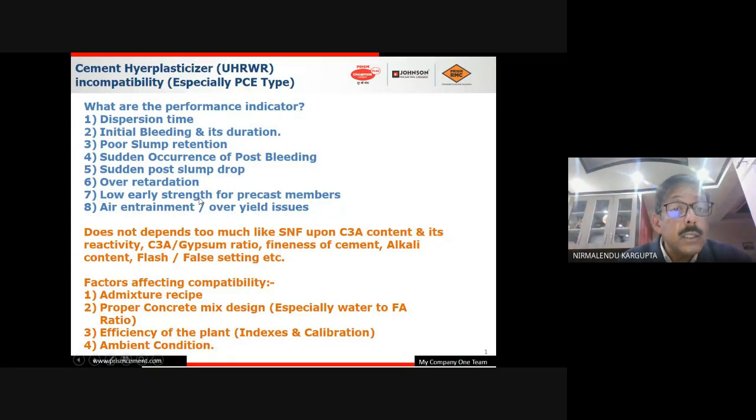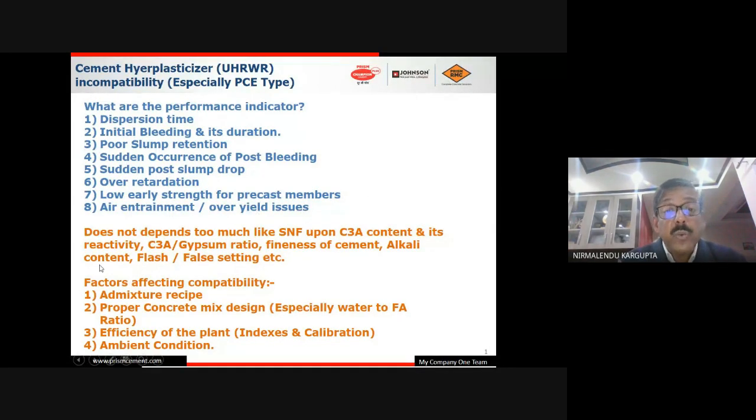It should not be like this; it should be higher, but it is coming lower. Second, it is coming with the admixture. Your admixture is incompatible. Air entrainment and over yield issue, you know, air entrainment mix will become a puffy, floppy mix. What will happen? So let us discuss.